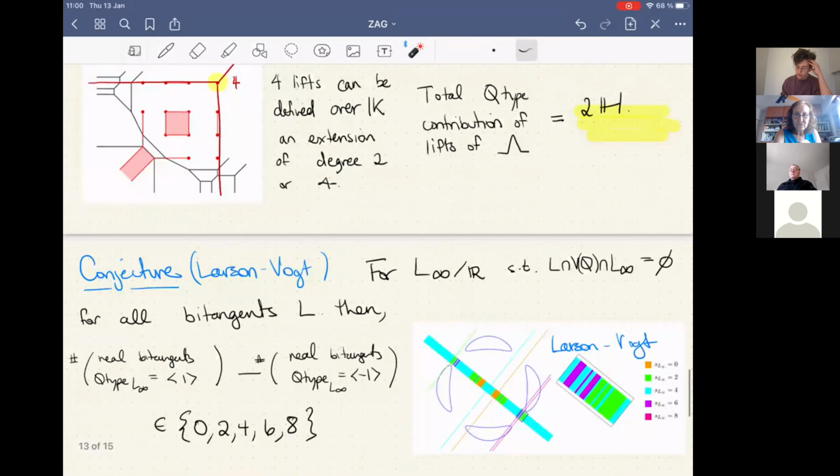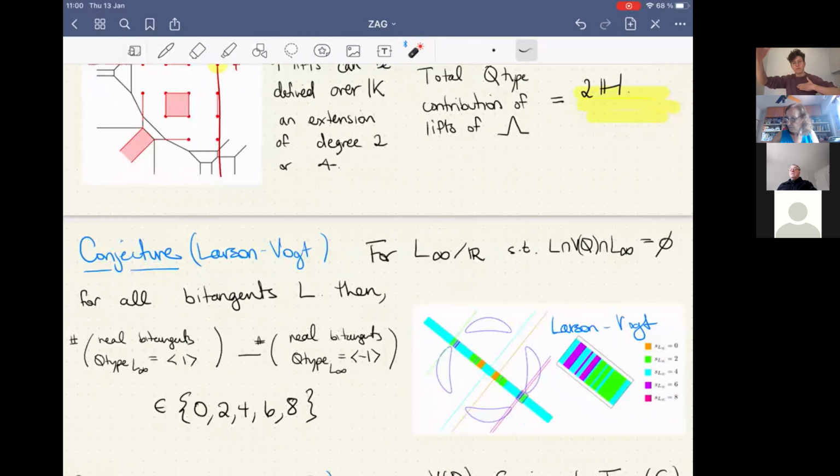So this is a picture taken straight out of their paper. And what they conjecture is that, so now you let your line at infinity vary and maybe it touches your curve. So these lines here are different choices of lines at infinity. And then the color coding in their picture tells you the difference between the number of real bitangents with Q-type, the quadratic form with 1 in brackets, minus the number of real bitangents with the quadratic form of -1 in brackets. And these supposedly lie in the set 0, 2, 4, 6, or 8.